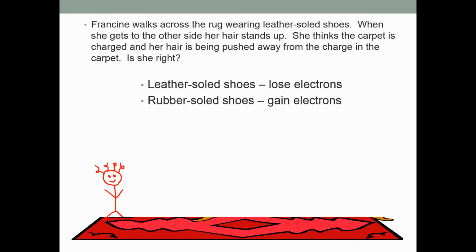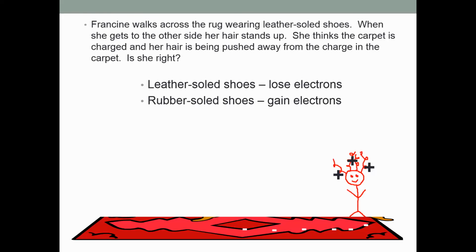If she were wearing rubber-soled shoes, she would be gaining electrons. So as she's walking across the rug, she's going to lose electrons. Those electrons go into the rug and leave her with a net positive charge. So she thinks the carpet is charged and her hair is being pushed away from the charge in the carpet.